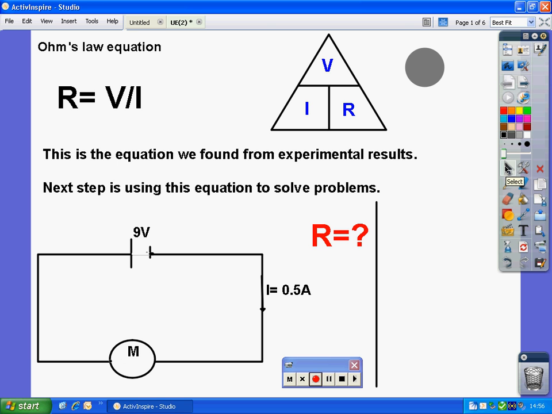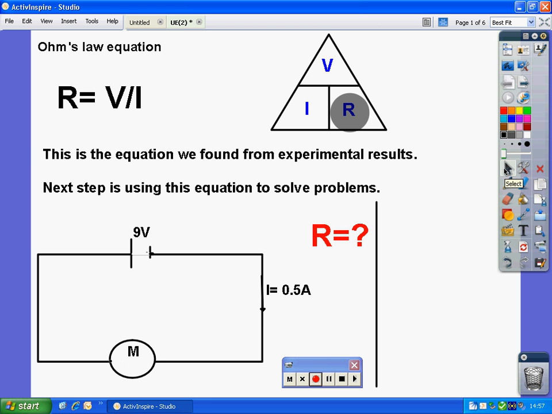If you had to try and find the resistance, put your thumb over R and you're left with V over I. That means the resistance equals the voltage divided by the current as shown here.